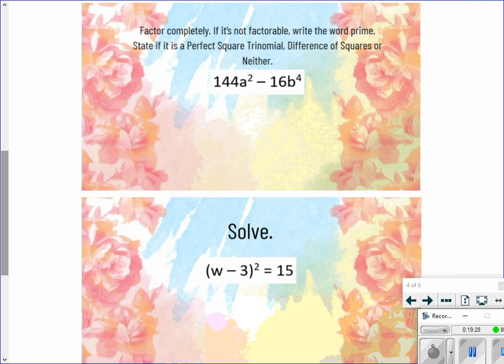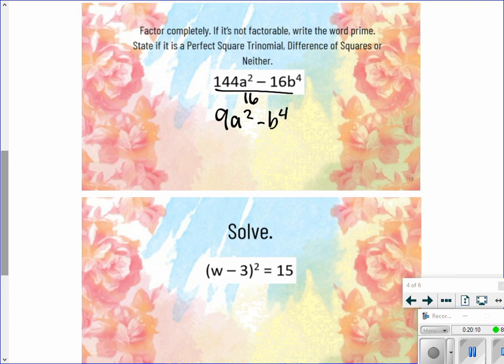The number one thing you should always do first is factoring out the GCF if possible. That is always what I still want you to do first. So if we look at that first problem, what's the GCF of 144 and 16? They're both divisible by 16. You have calculators. What's 144 divided by 16? 9. So this is 9a squared minus 16 divided by 16 is 1, so b to the power 4.